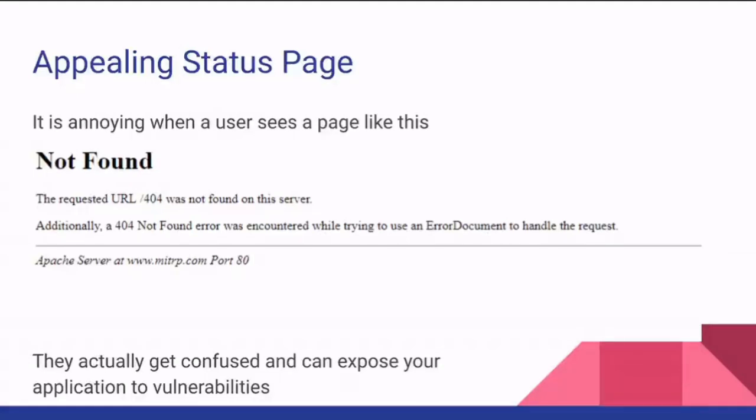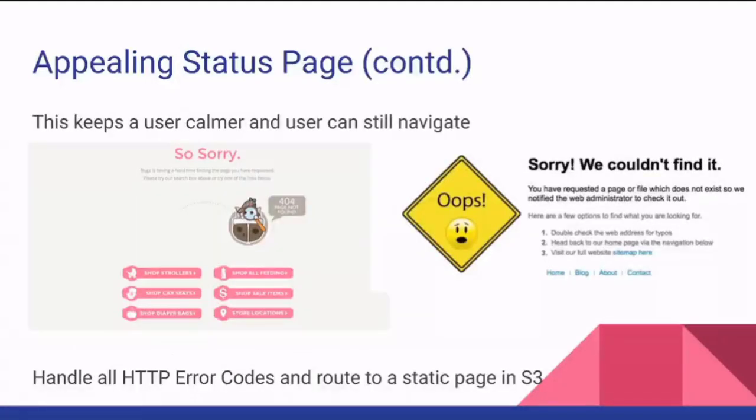But using appealing status pages such as this gives a user calm, and the user can still navigate. If you look at the first page, it tells you page not found, so it says Bugs is having a hard time finding the page you've requested. Please try our search box above or try one of the following links, and it gives you links to try. And look at the second one, it tells you oops, sorry, we couldn't find it, and then you have links that you can follow.